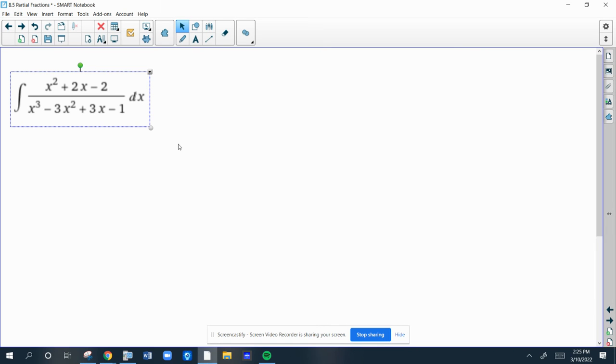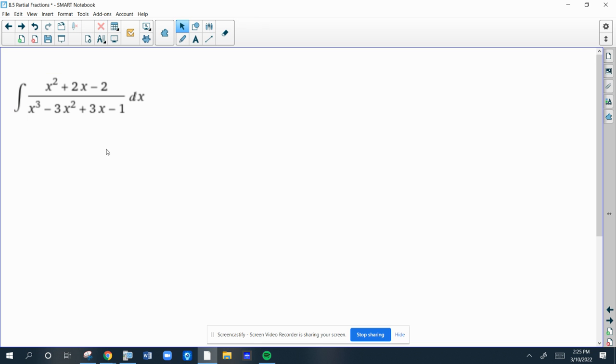So here we're going to attempt to integrate this ugly looking rational function. There's nothing really you can do with U substitution here if you check it out. It is a proper fraction, so I'm going to try to factor the bottom and maybe use partial fraction decomposition.